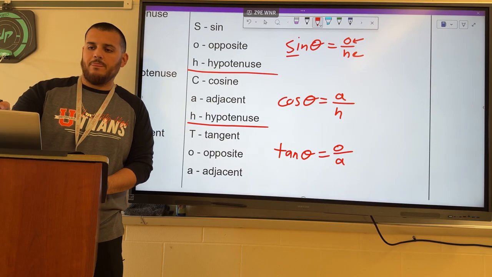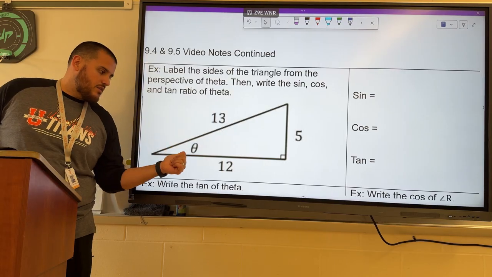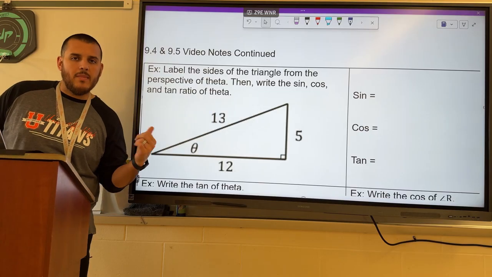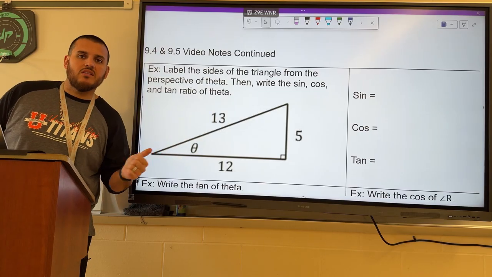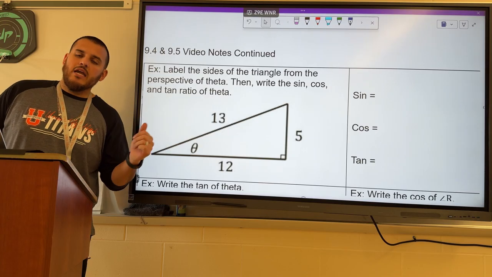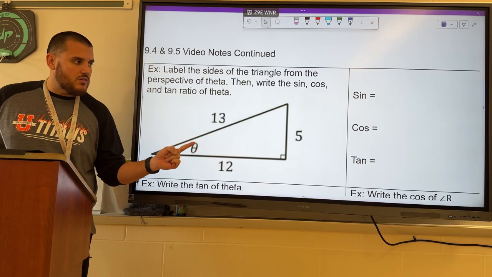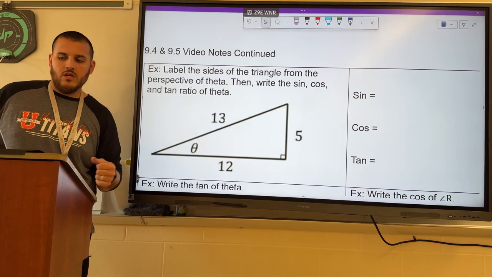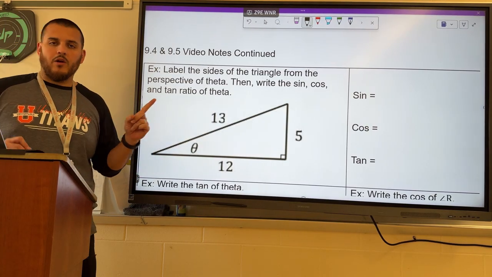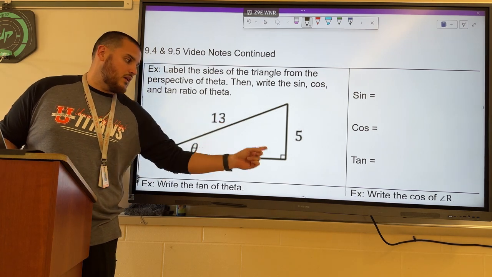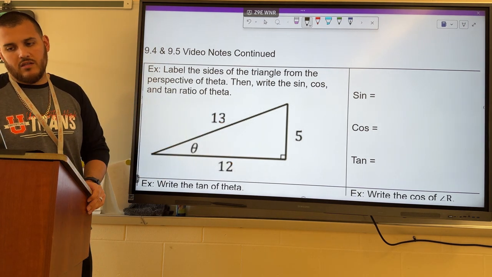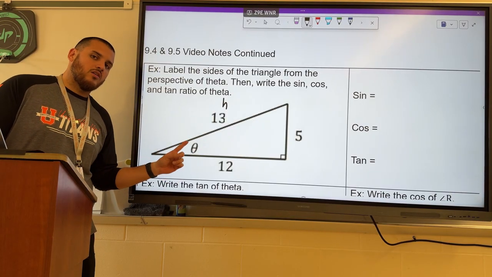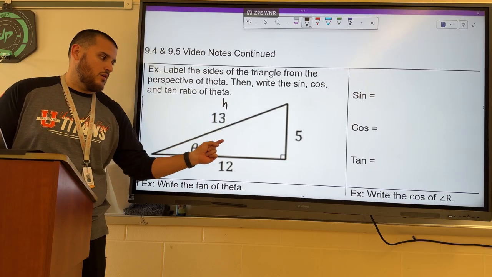Memorize this acronym. Here we have a right triangle with a theta placed in the corner. We have the lengths of all 3 sides, and we're being told here to label all 3 sides of this triangle, and then to write the sine ratio, cosine ratio, and tangent ratio of this given angle. Let's start with the labeling, very important. Remember, your hypotenuse is the longest side, the side that doesn't touch the right angle, that's my 13. Remember, the opposite leg is the side that doesn't touch your theta, your given angle, down here in the bottom left corner. That would be 5.